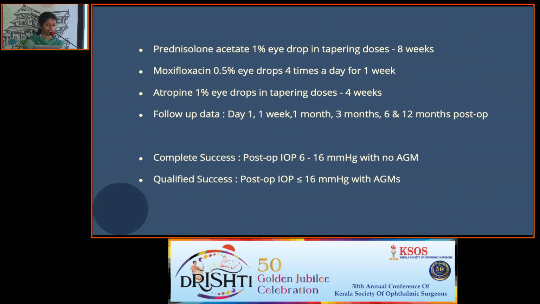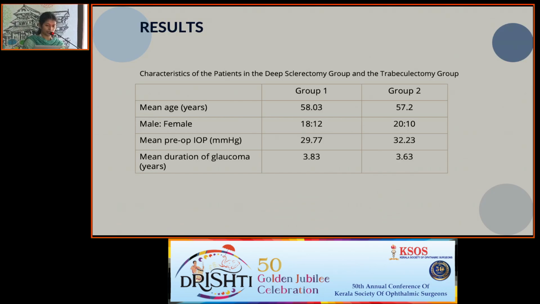Complete success was defined as postoperative IOP between 6 to 16 millimeters of mercury with no anti-glaucoma medications, and qualified success was defined as postoperative intraocular pressure less than or equal to 16 with anti-glaucoma medications.